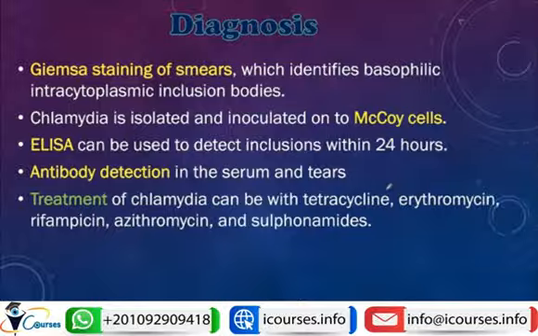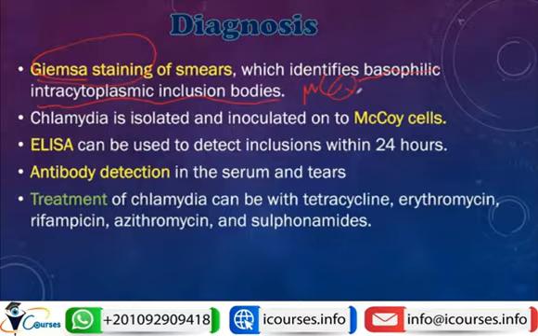So how to diagnose the chlamydia? Chlamydia can be diagnosed by Giemsa stain. So we stain the smear with Giemsa, in order to find basophilic intracytoplasmic inclusion bodies. This is also asked in the MCQ. Basophilic intracytoplasmic inclusion bodies is a characteristic feature for the chlamydia infection.